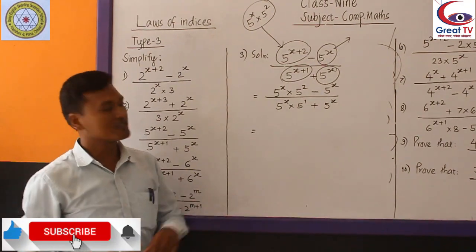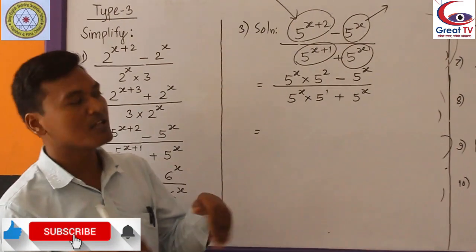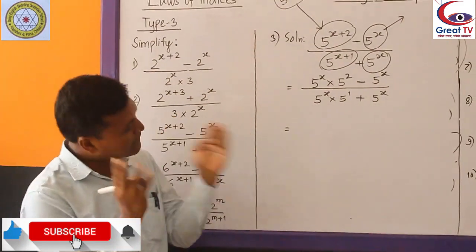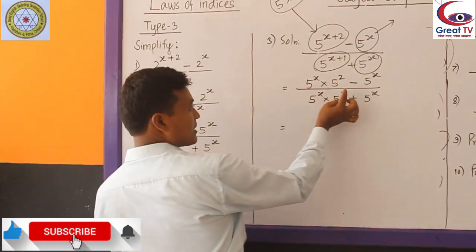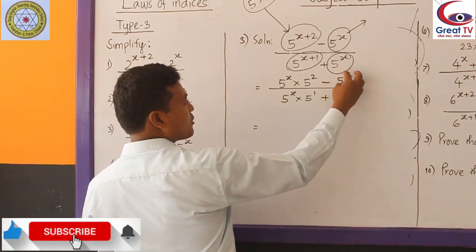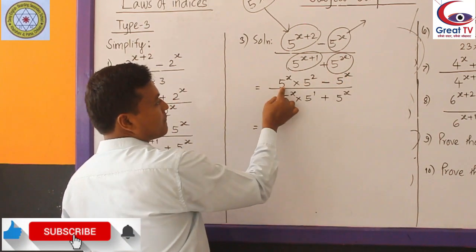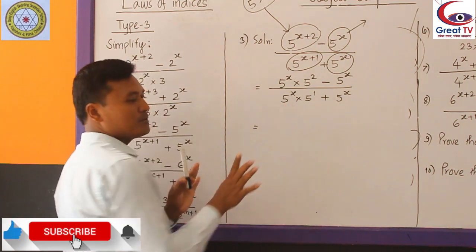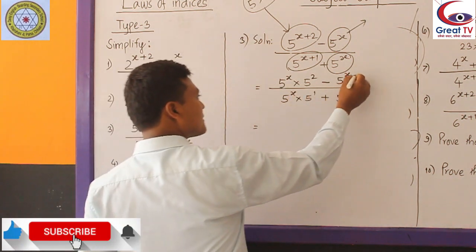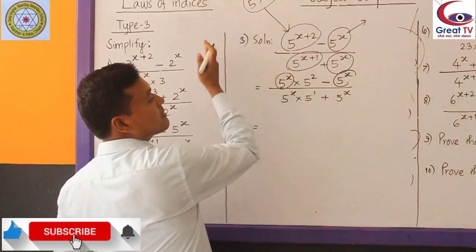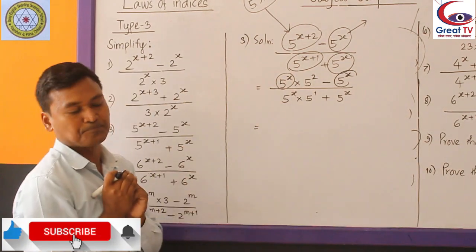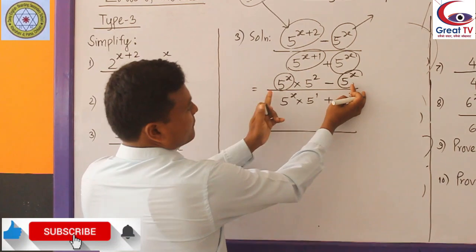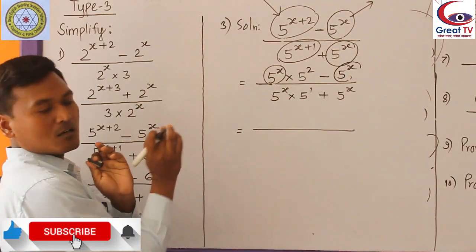Now use the same concept as we have already used while solving the first problem. After breaking, check on that. Before minus and after minus, we have one term common. That is 5 to the power x. 5 to the power x common factor. Again, downside 5 to the power x, common factor. So taking this factor as common, upside also and downside also. Okay, let us take common 5 to the power x, the common factor.